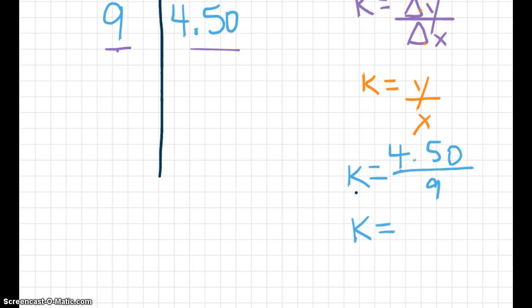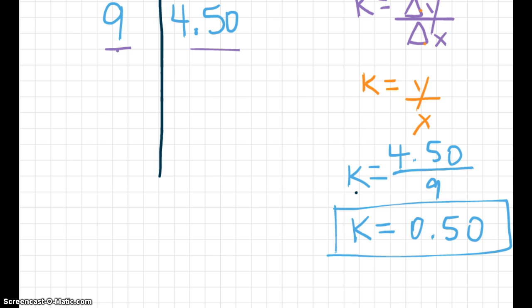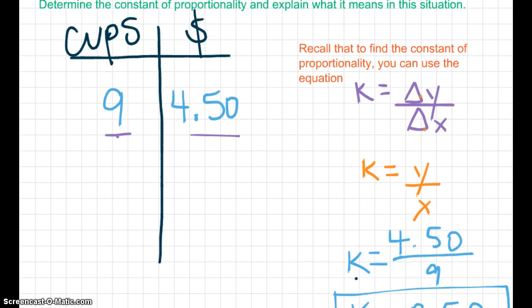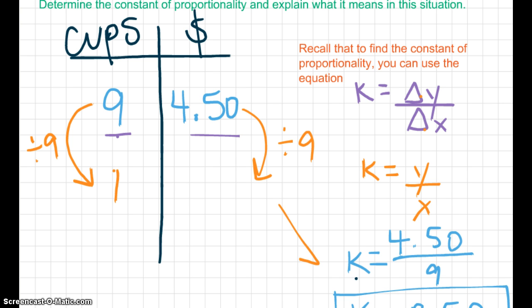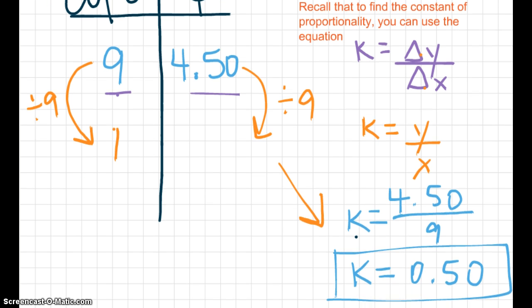So when we take $4.50 and divide it by 9, we get 50 cents. So our constant of proportionality is 50 cents. Now let's look at it as if we were looking for the unit rate. How do we find the price of 1 cup? We're going to divide by 9 and divide by 9. And isn't that what we just did right here?